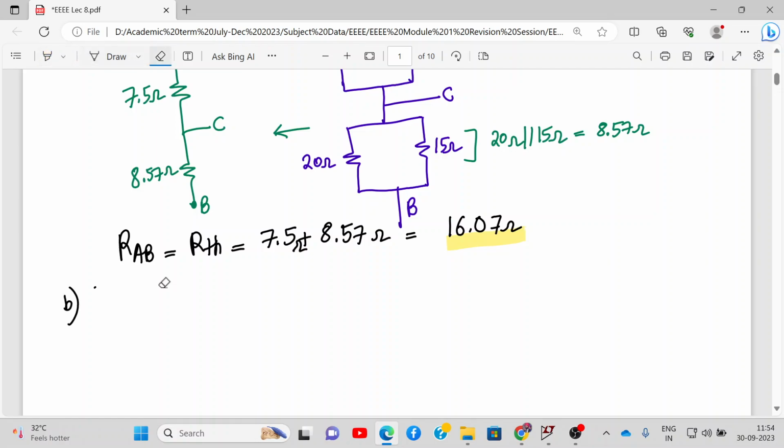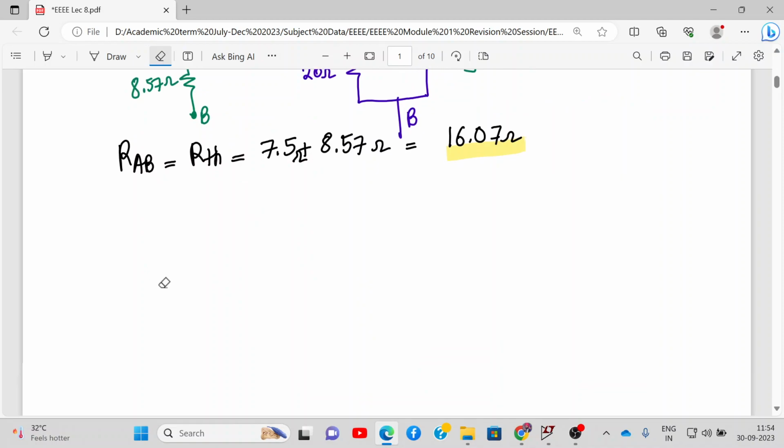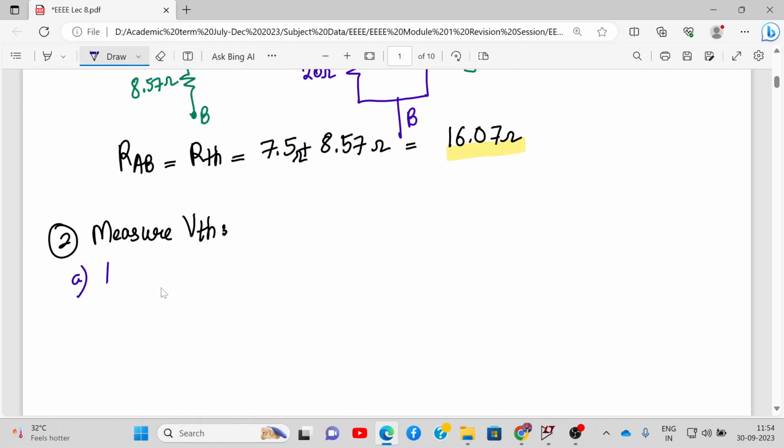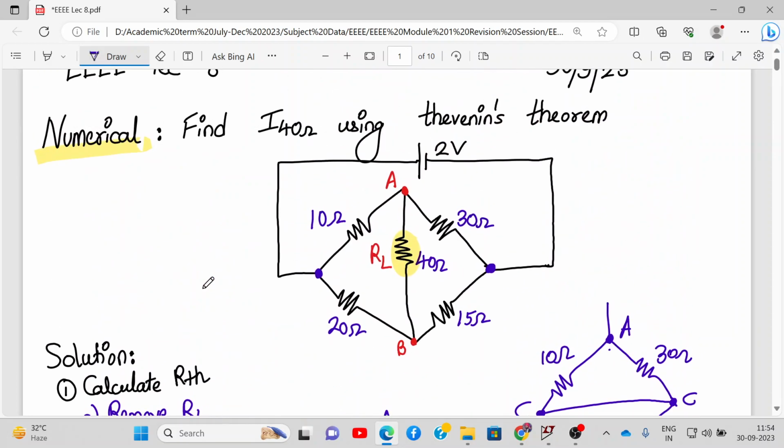Second point is measure open circuit voltage VTH, or VAB, or VOC. Alright. So what is the procedure? The first point is remove the load RL. And the second point is then we measure open circuit voltage between A and B. This is VAB or open circuit voltage or VTH. Alright, so we have to draw the same circuit without connecting the load RL.